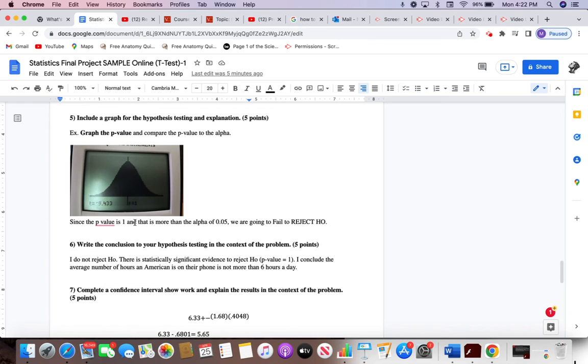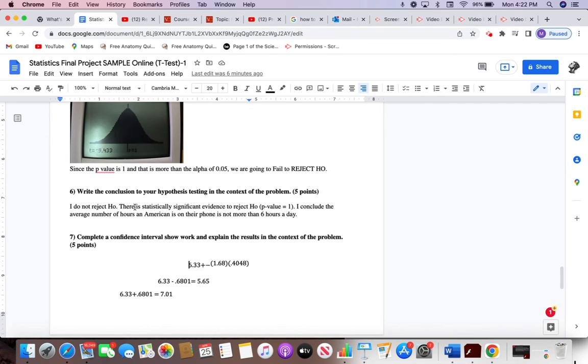And my p-value is 1, and that is more than alpha, and we're going to fail to reject H0. I do not reject H0. There is not statistically significant evidence to reject H0, p-value equals 1. I conclude the average number of hours that Americans are on their phone is not more than 6 hours a day.